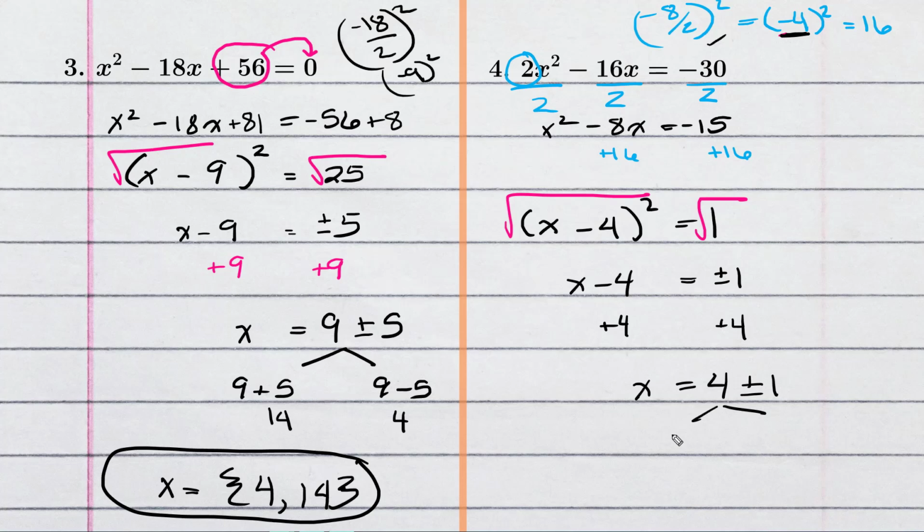So I split it into my 2, 4 plus 1 and 4 minus 1. 4 plus 1 is 5. 4 minus 1 is 3. So when I write my solution as x equals, the smallest of those numbers is 3, the largest is 5.